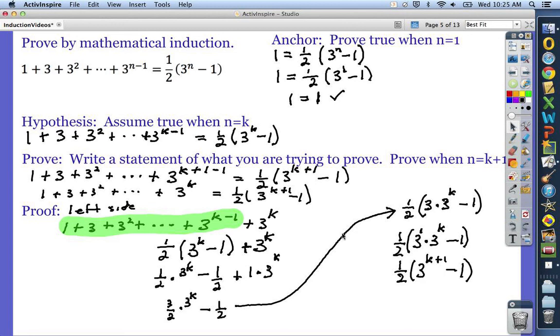This expression now is equal to the right side of the prove statement, which means I have proven the statement 1 plus 3 squared plus dot dot dot 3 to the n minus 1 is equal to 1/2 times the quantity 3 to the n minus 1 for all values of n such that n is an element of the natural numbers.